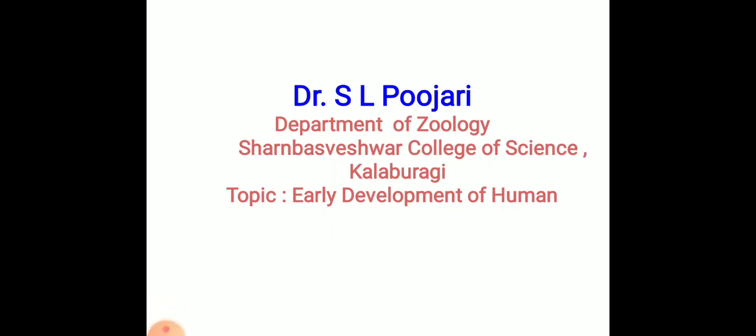In the last class we have completed the process of gametogenesis. In that we have studied spermatogenesis and oogenesis and the structure of the sperm. So next is the early development of the human.